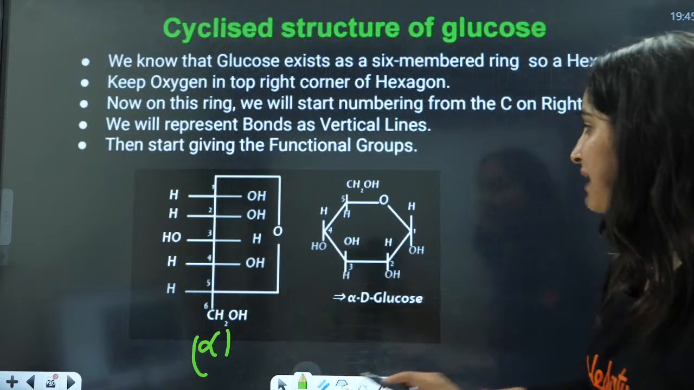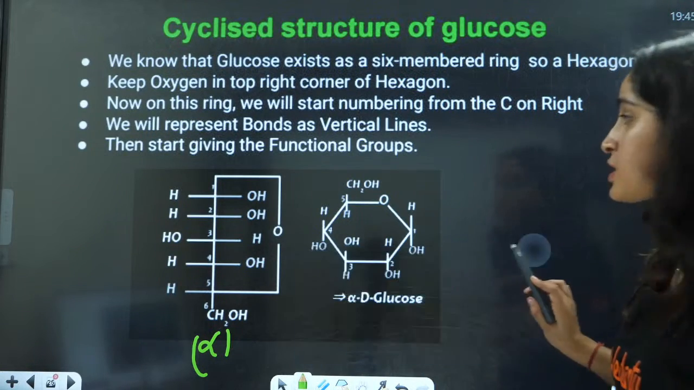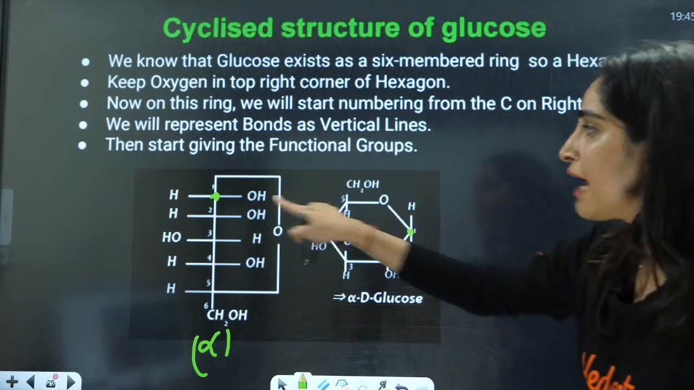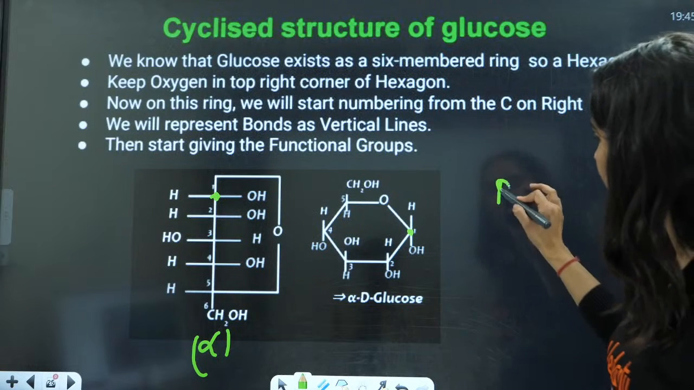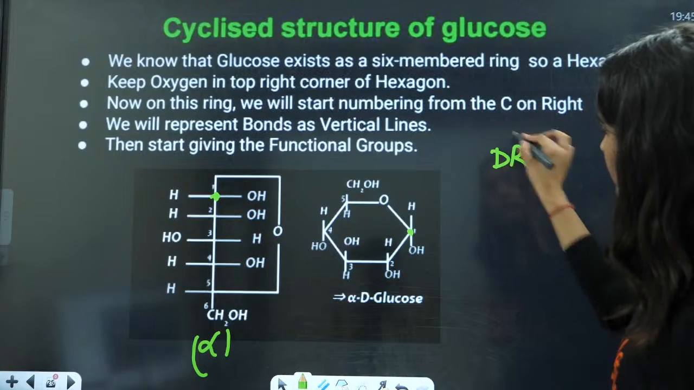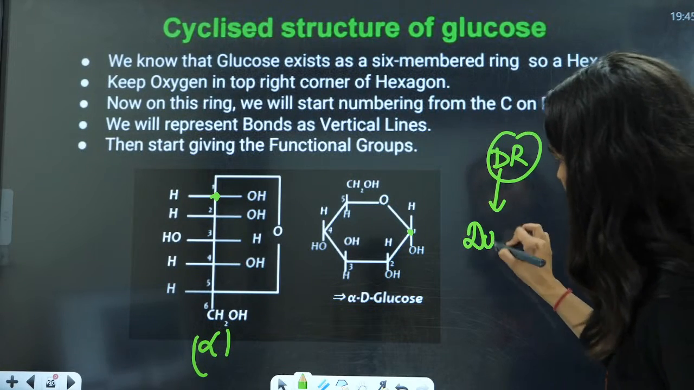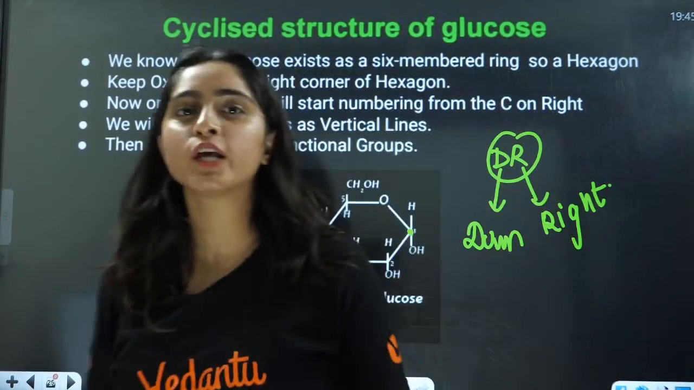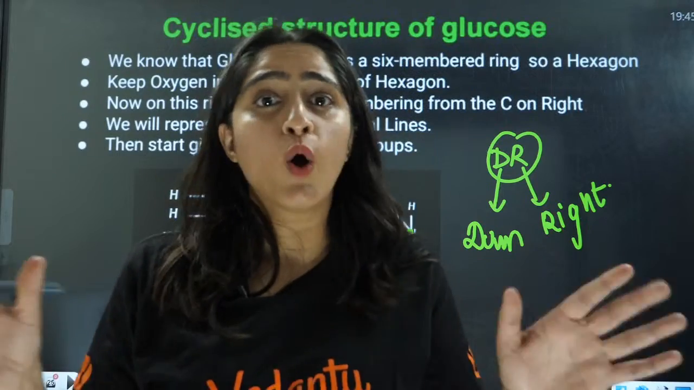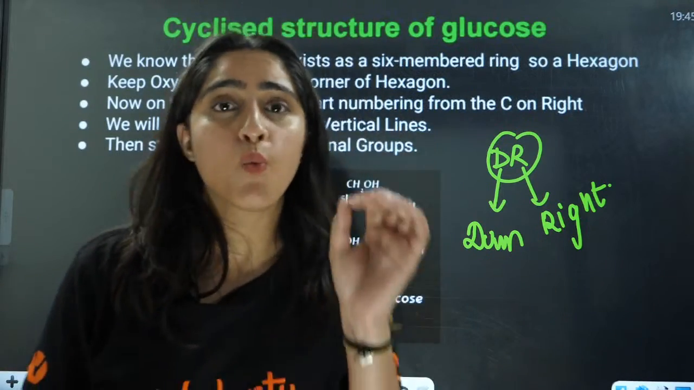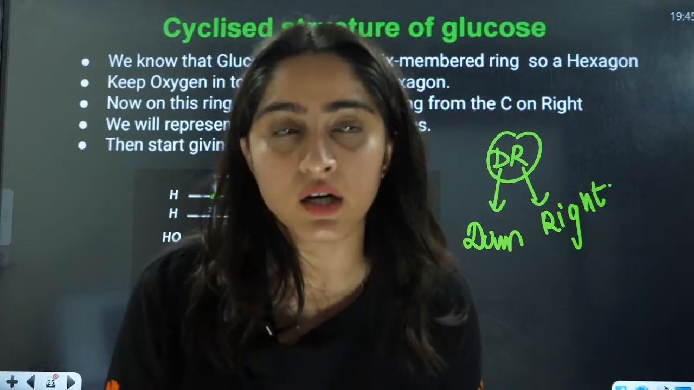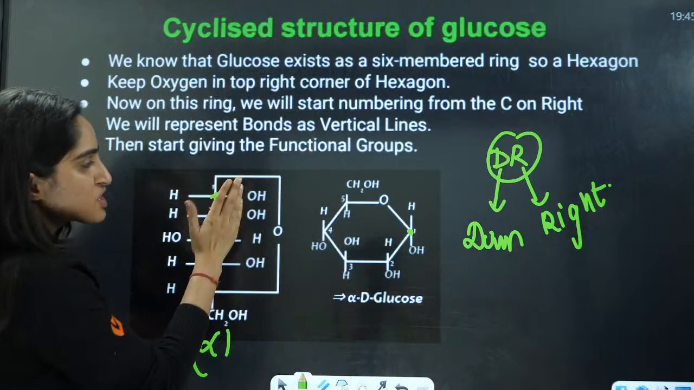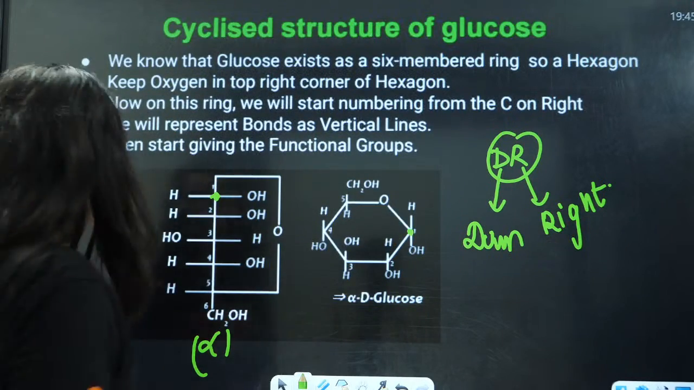Just remember one thing, everybody. You have on the first carbon, this is the first carbon, right? If that is on the right side, that means, just remember this: right means down. In biomolecules, you just have to remember one thing. If you have something on the right side in the Fischer projection, that will be on the down side. Okay, very simple.